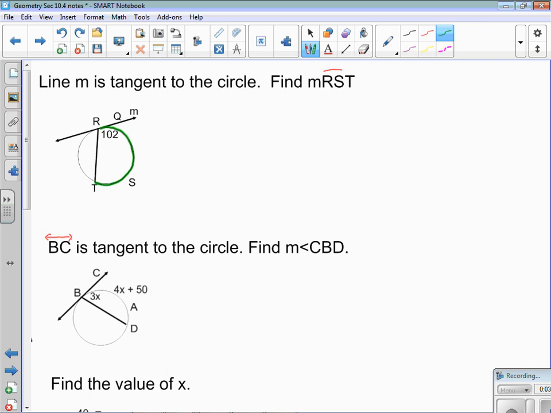And so the rule that we have is that the angle is half the measure of the arc, or if you look at that in reverse, the arc is twice the measure of the angle. So the measure of arc RST is going to equal 2 times 102, or 204 degrees.